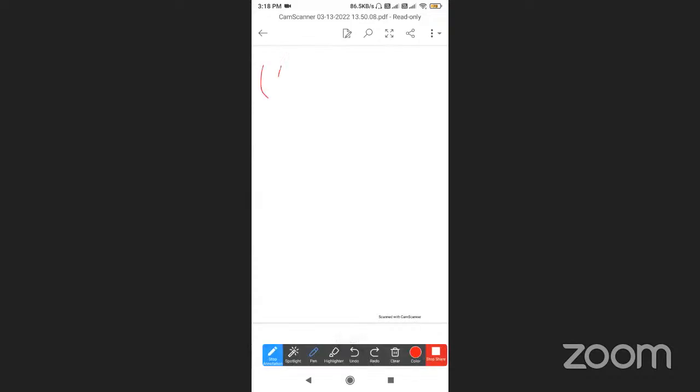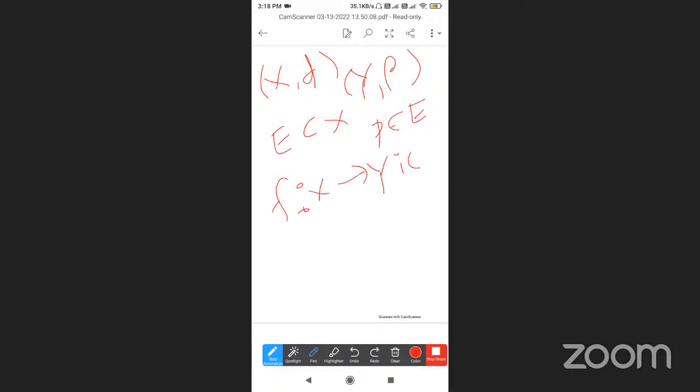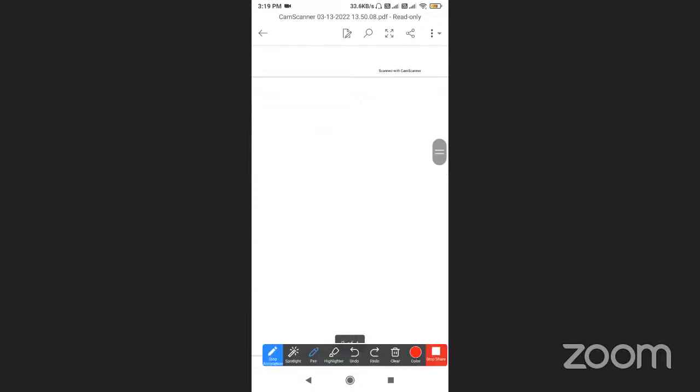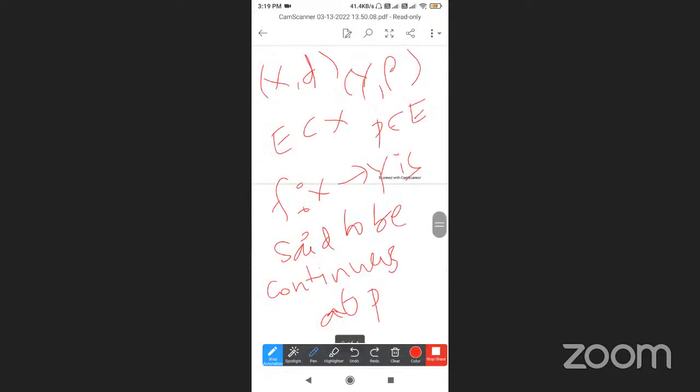So X comma D1 is one metric space, Y comma rho is the second metric space. E is a subset of X. P is an element of E, a limit point. F is a function from X to Y. F is said to be continuous at P. It is the same as on the page in the textbook. Is said to be continuous at P.